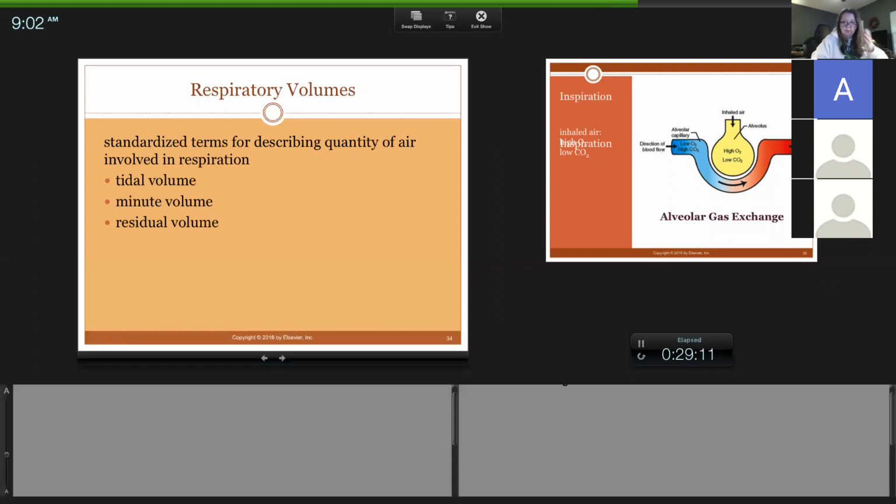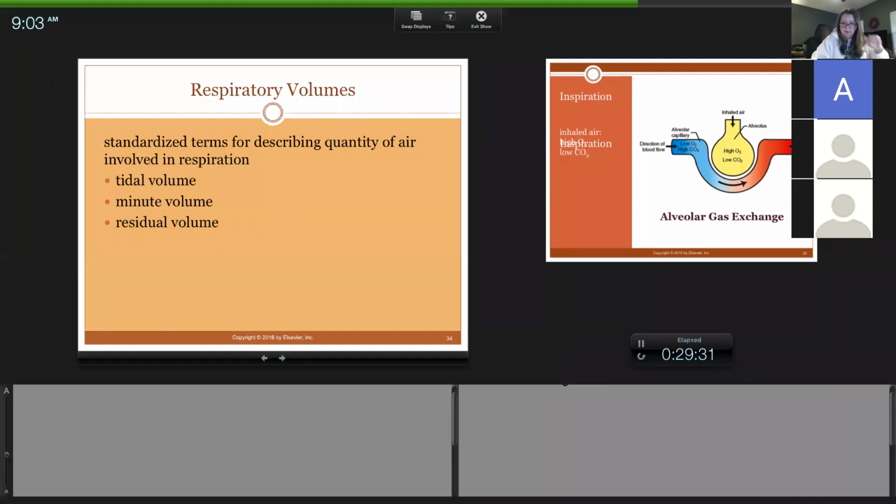So my example yesterday, I'm not going to retype it because I sent you the email, was a 40-pound dog. It's 5 mils per pound. Tidal volume is 5 mils for every pound of body weight. So I used a 40-pound dog. I said 5 mils times 40 is 200 mils. That dog has a tidal volume of 200 mils.